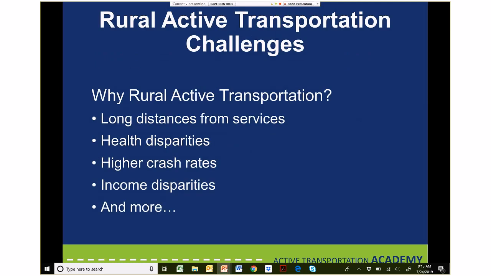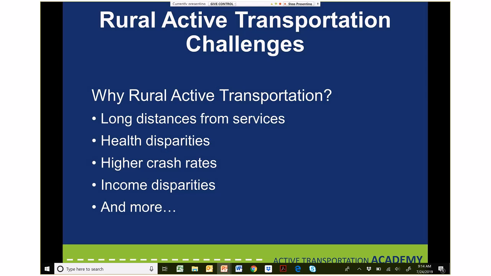So we'll talk about why rural active transportation in general? Why are we being specific? And so we get into all of the different particularities. For example, a few of them here are that there are long distances between services. As opposed to a more densely developed area where you can easily get to medical appointments, grocery stores, schools, etc., the distances are typically longer in rural communities.